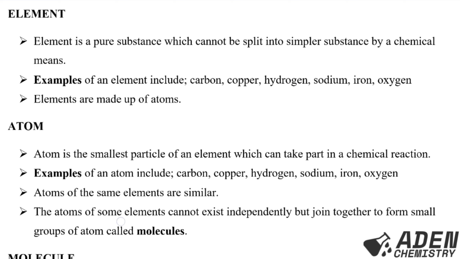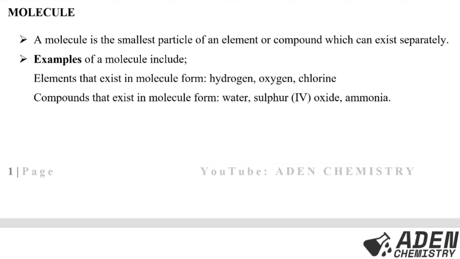The atoms of some elements cannot exist independently but join together to form small groups of atoms called molecules. What is a molecule? A molecule is the smallest particle of an element or a compound which can exist separately on its own. We can have elements that exist in molecular form. They include hydrogen, oxygen, and chlorine, and many other examples like bromine, iodine, and fluorine.